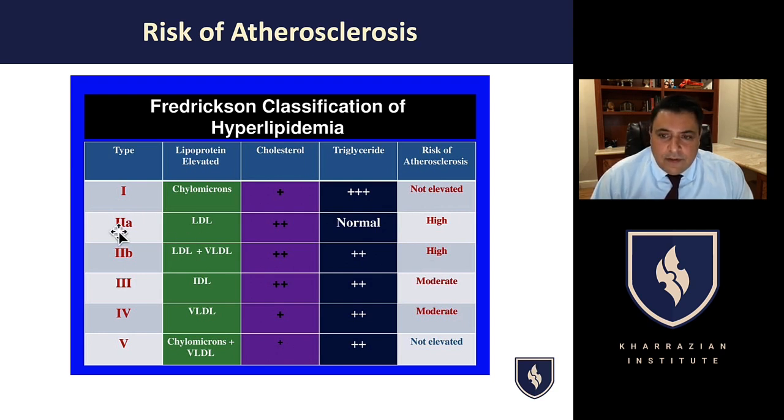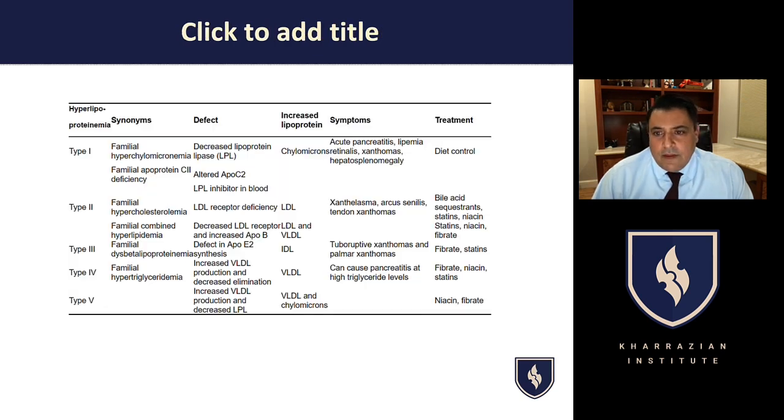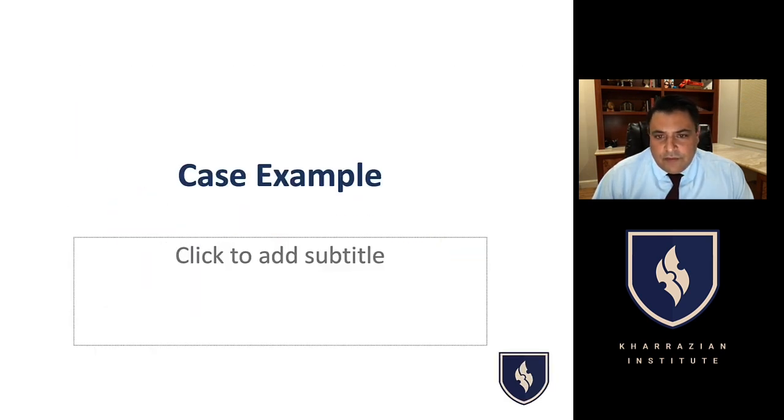So type 2s are a big concern here. Type 3s and 4s are a concern. Type 1 and type 5s, not really of major concern. Their numbers may look really bad, but if you really look at their risk over time, it's not much greater than those that don't have these types of hyperlipoproteinemias. So again, this is the chart here. Let me show you a case example.